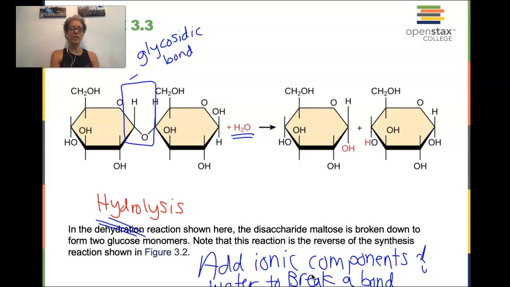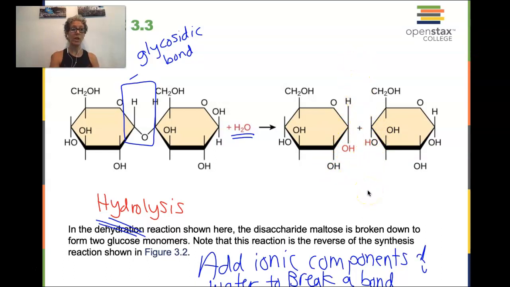And it's not spontaneous. If we have a sugar and we stir it in water, it might dissolve, but the individual molecules of that sugar remain covalently bound to each other. We would have to also provide energy and a surface in order to break those covalent bonds. But in terms of a balanced reaction, that would be the case. So we add back the H2O. Those are the ionic components of the water, and we break that bond.